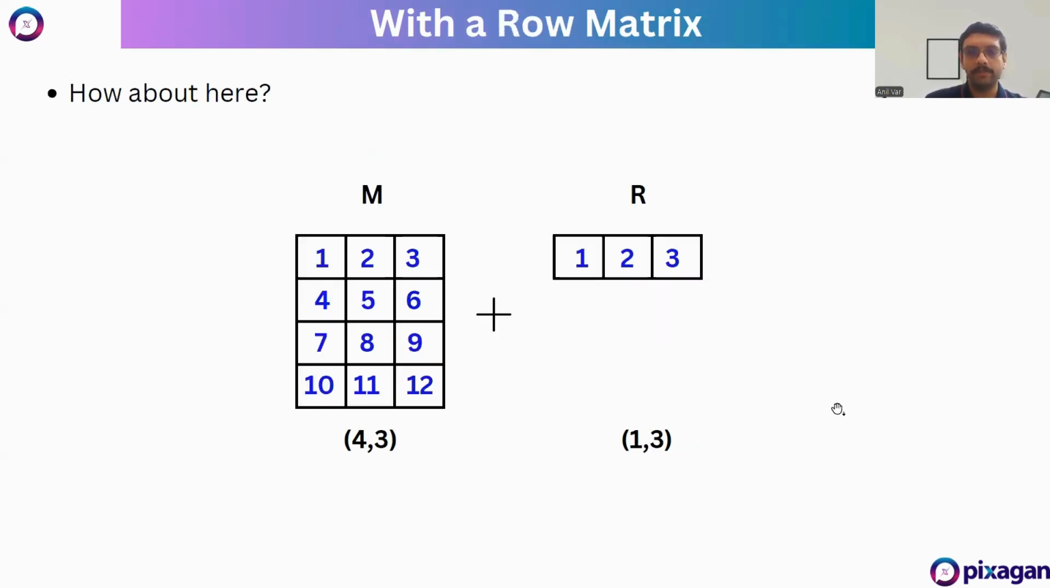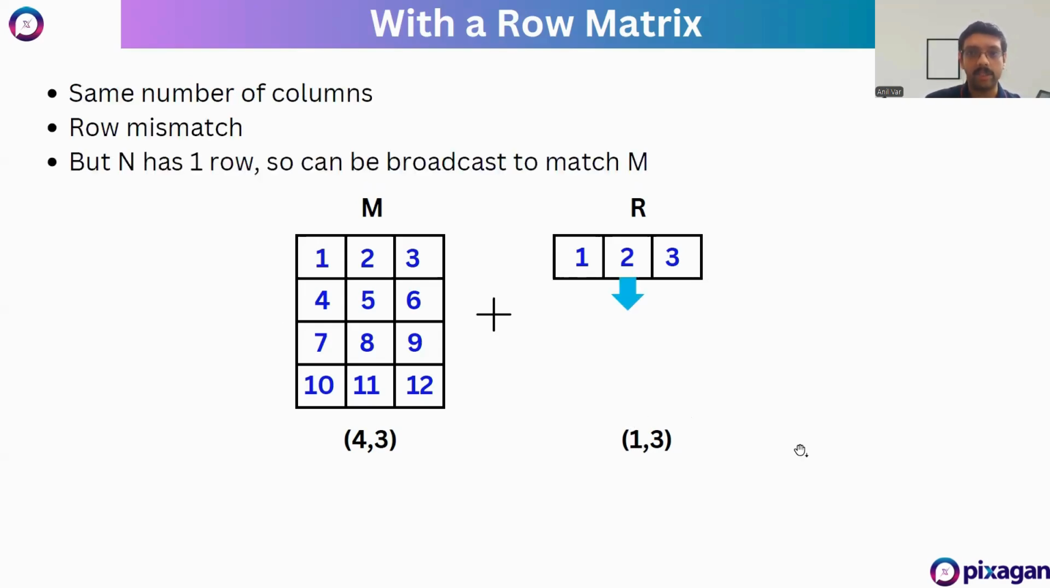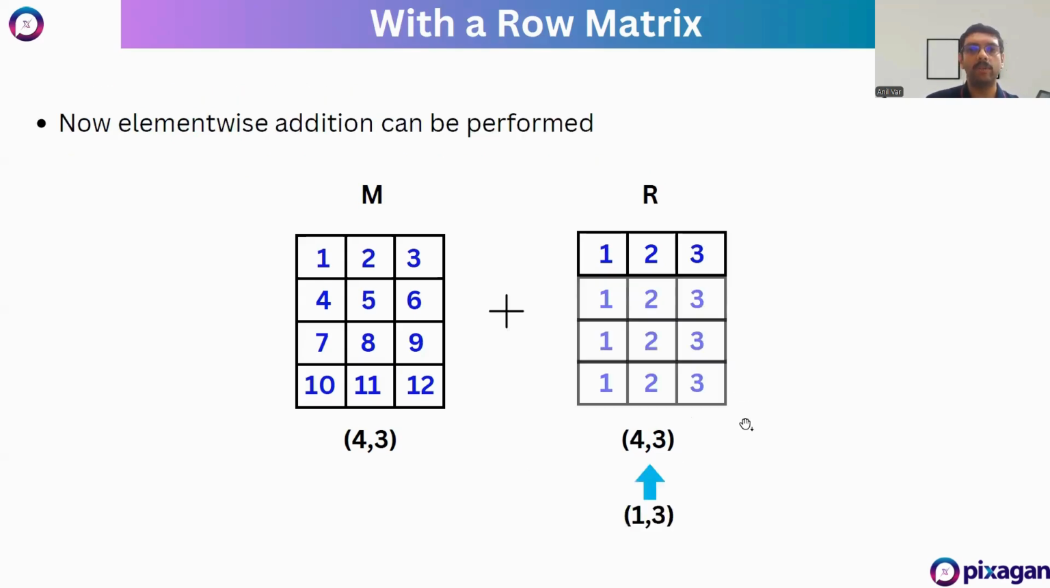What about here? This is a 1 by 3 matrix and this is a 4 by 3 matrix. The column numbers match, 3 columns, 3 columns, so that's compatible. It goes to the left: this has 4 rows, this has 1 row. Because this is 1, I can match this by stretching it this way. I'm just going to duplicate this row 4 times: 1, 2, 3, 1, 2, 3, 1, 2, 3, 1, 2, 3. Now element-wise addition is defined, and I do the addition: 1 plus 1 is 2, 2 plus 2 is 4, 3 plus 3 is 6, and so on.